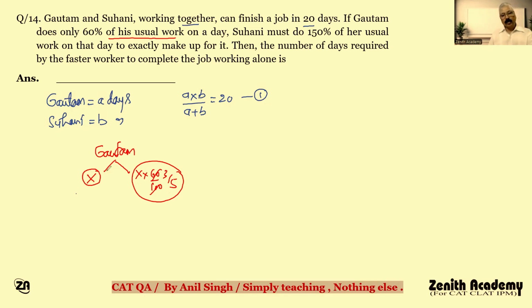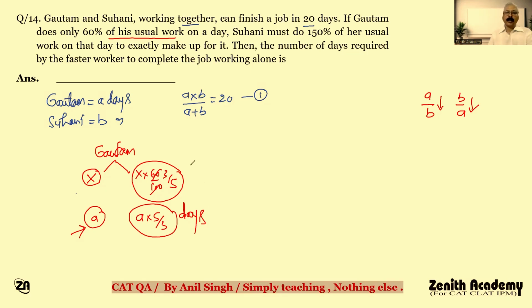And here, if Gautam is doing only 3 by 5 of the work, then the basic concept of time and work chapter is, if speed is changed in a ratio A is to B, then time will change in a ratio B is to A. So here, speed of his work is now reduced to 3 by 5. So the time will be increased. Means earlier he was doing the whole job in A days, and now he will finish the same job in A into 5 by 3 days.